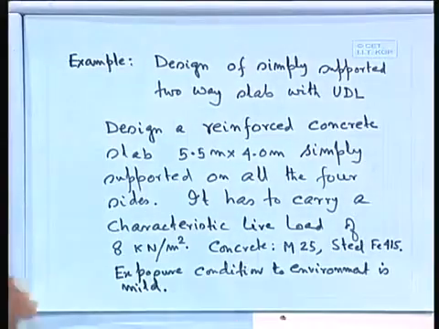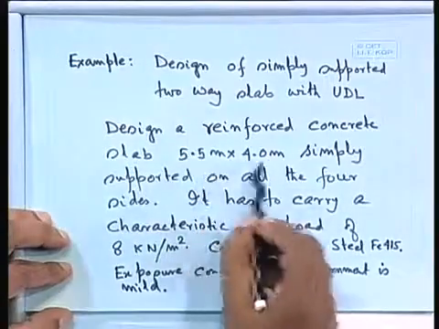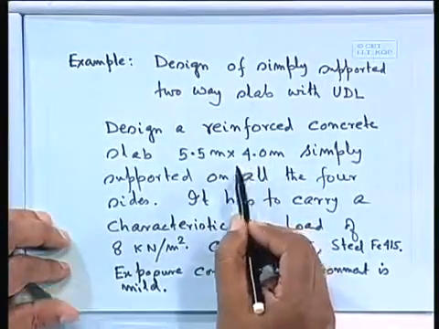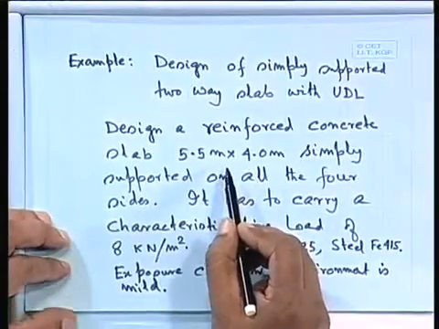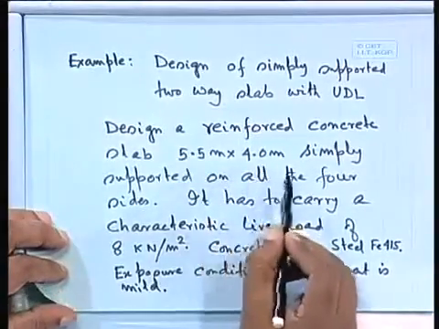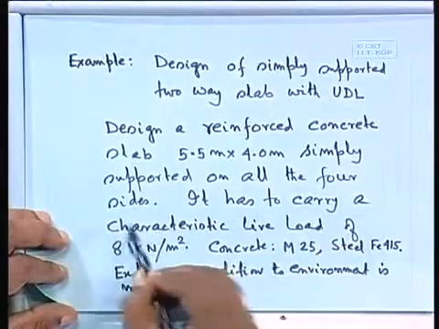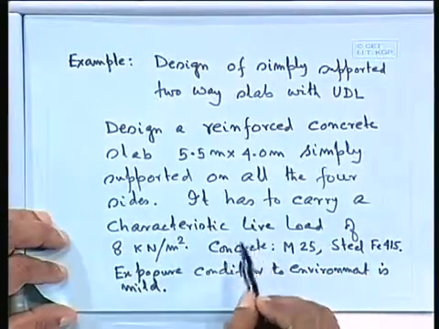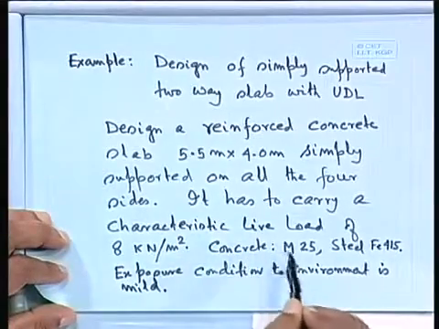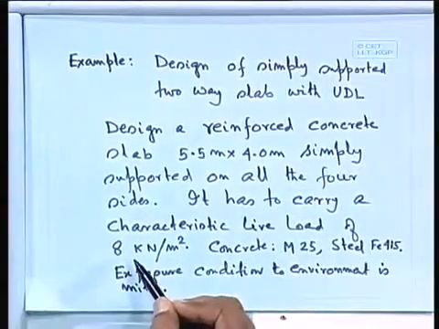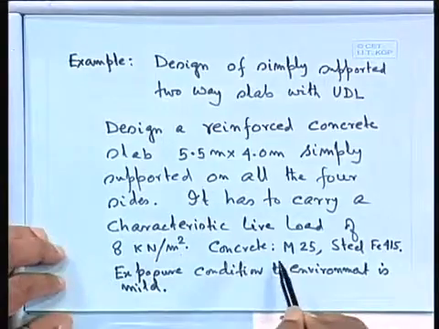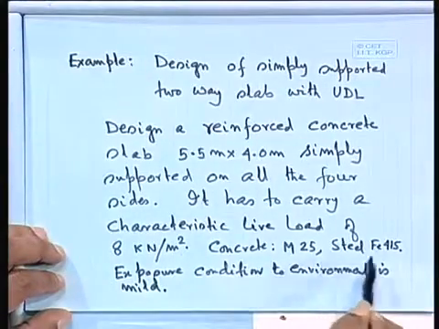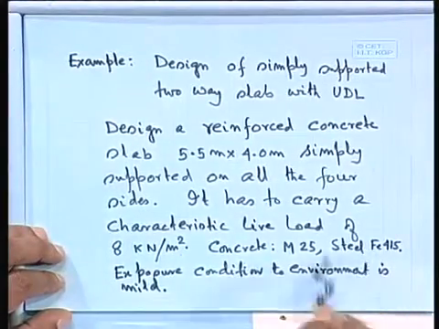So this is your problem. So 5.5 meter by 4 meter. So obviously this is a case of design of a two-way slab problem. It is supported on all four sides. It has to carry a characteristic live load, not the factored one. That means you have to multiply with 1.5. That is quite high. That is 8 kilonewton per square meter. Concrete M25 and steel Fe415.